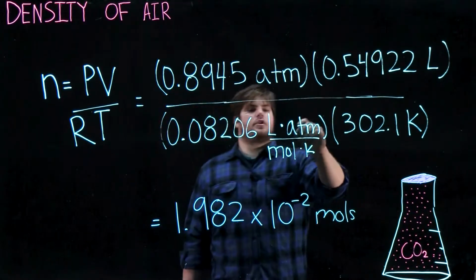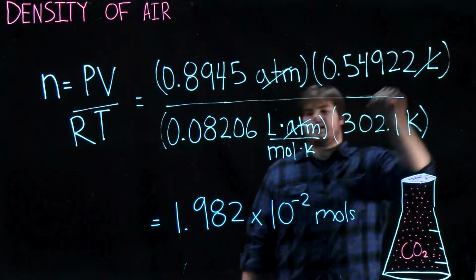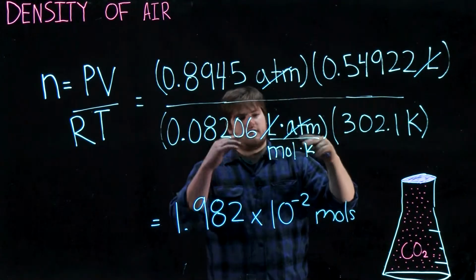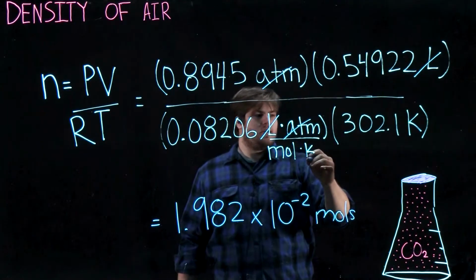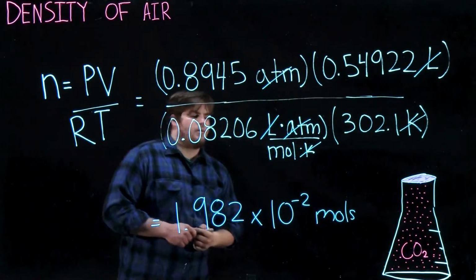And if you look, all our units cancel out nicely. You see the atmospheres are canceling. We have liters that cancel right there. And then the mole Kelvin, remember when you divide by a fraction, the denominator goes up to the numerator, or you could just look at it right here and cross them out like that. So that's why we end up with moles.